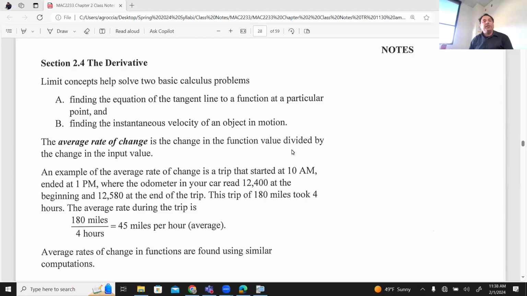All right, so today we're going to start 2.4, which is derivative. Finally, we got to derivative. And when you think derivative, the first thing that should come to mind is rate of change. And you've heard that before. Rate of change, rate of change. Where have you heard rate of change before?